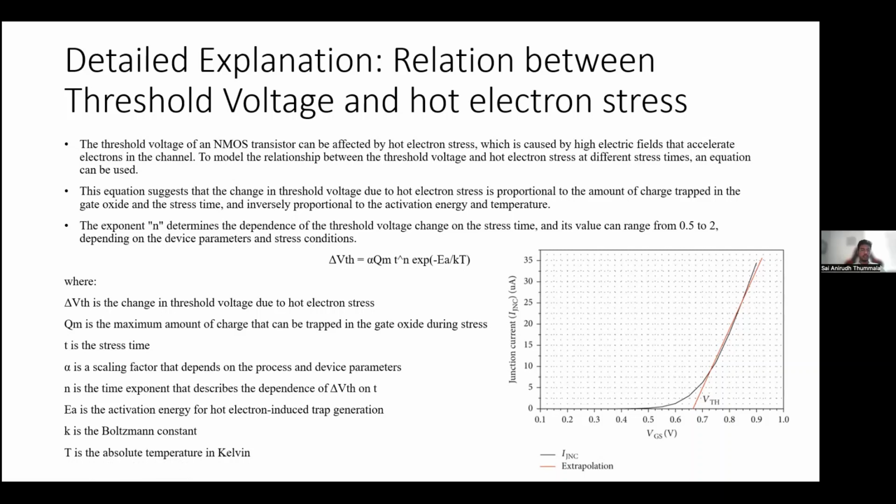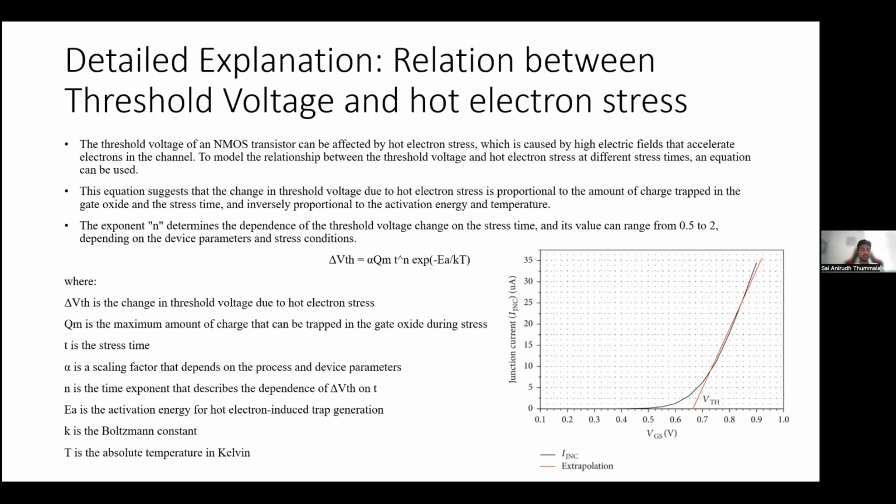Threshold voltage is the amount of gate voltage that is required to start the flow of current between the source and drain terminals. This voltage level can be affected by hot electron effect. In a typical NMOS transistor, threshold voltage is affected by hot electron effect when the high electric field accelerates the electrons trapped in the channel.